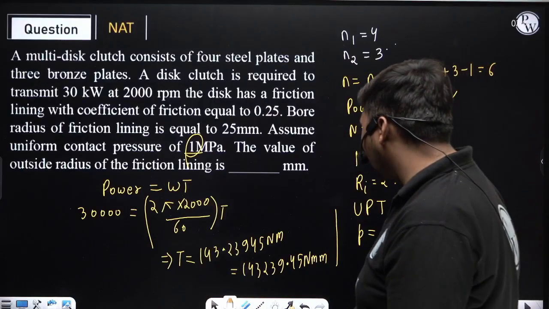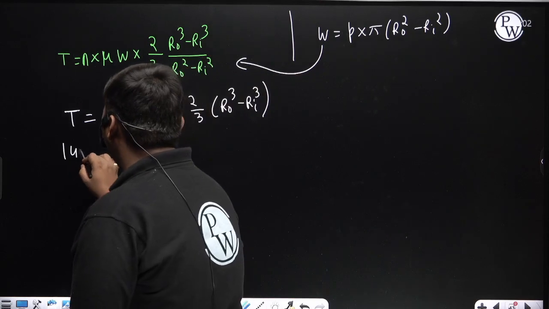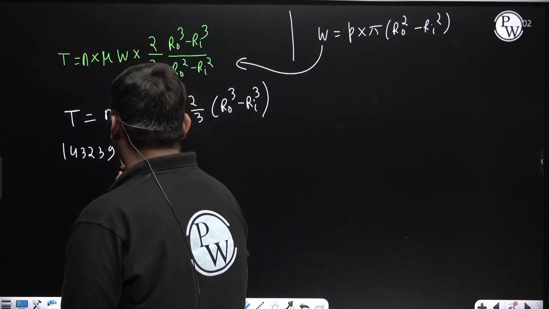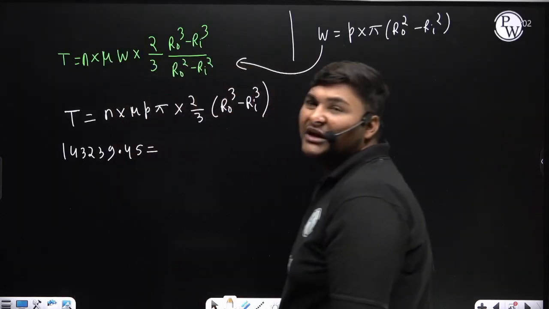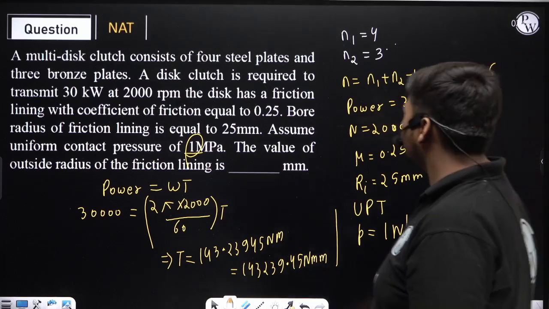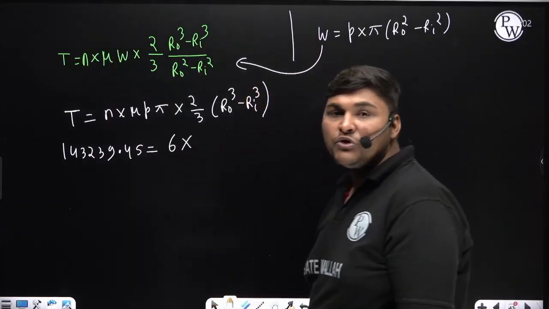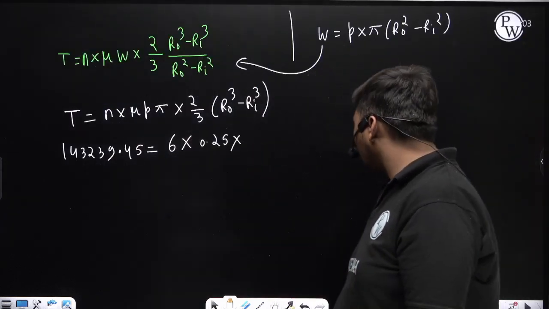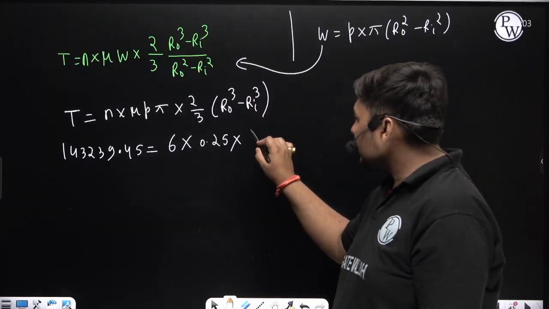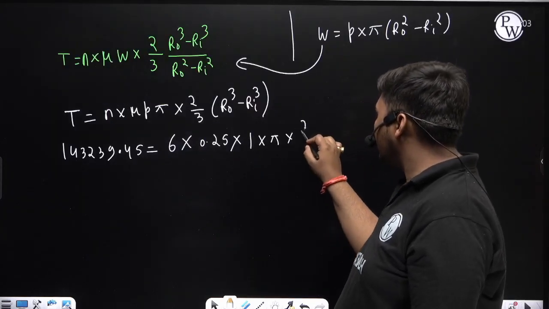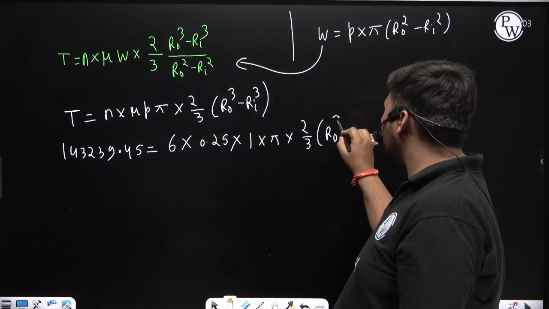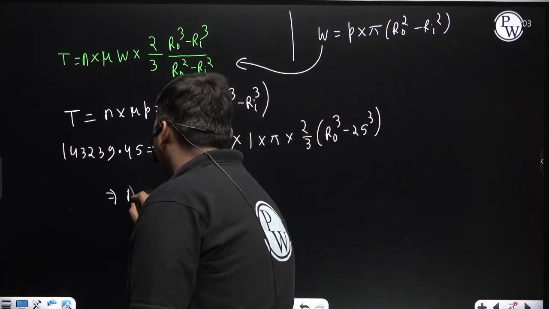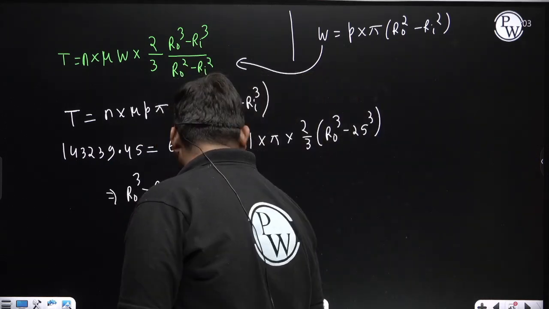Here torque transmitted is 143239.45 equal to small n. Small n is number of pair of contacting surface, which is 6, into mu. Mu is coefficient of friction, which is 0.25, into p is value of constant pressure, which is 1 newton per mm square, into pi into 2 by 3 r naught cube minus ri cube, where ri is inner radius, which is 25. From this, first we will calculate the value of r naught cube minus ri cube.